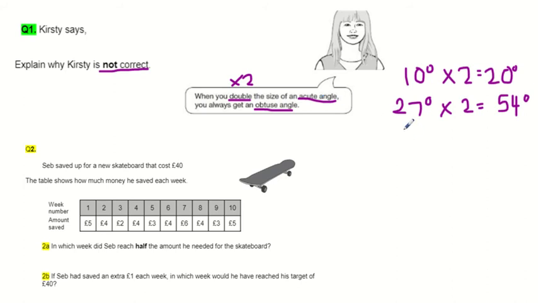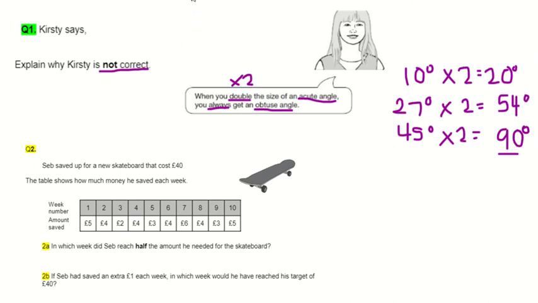Okay, let's go a little bit larger this time. Let's go to 45 degrees. I'm going to double 45. Okay, double 45 would be 90 degrees. Ooh. Now 90 degrees, you will always get an obtuse, it's the always part that's bothering me. That's not true. So she has got an obtuse angle here, but you don't always get an obtuse angle.